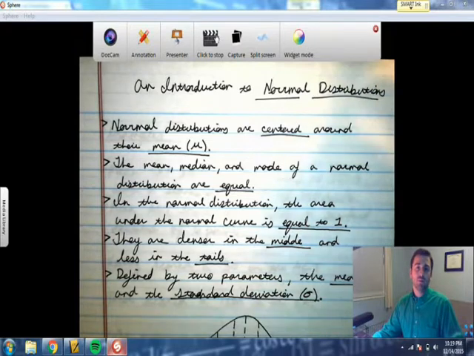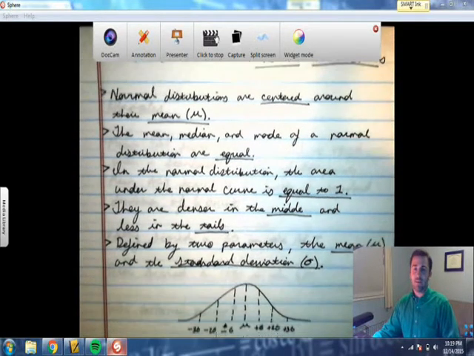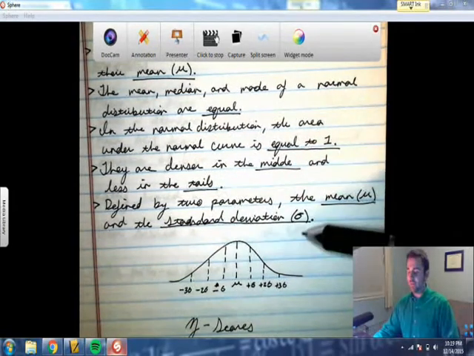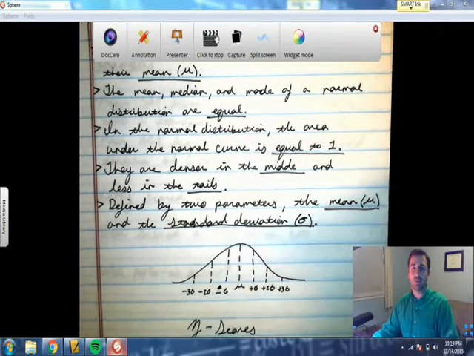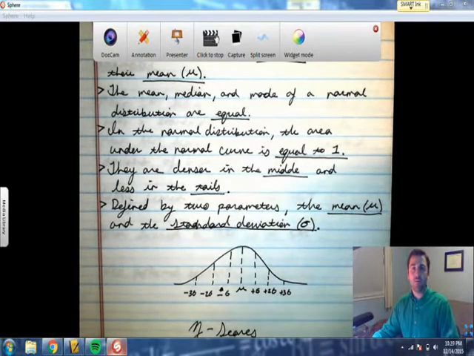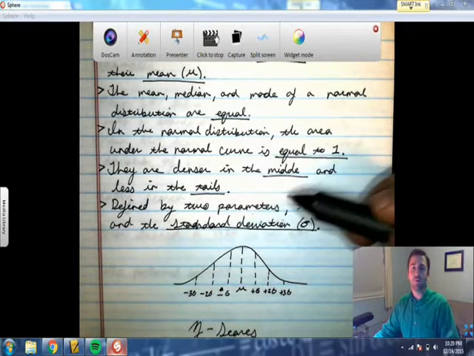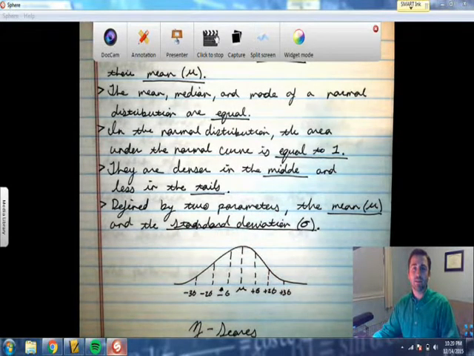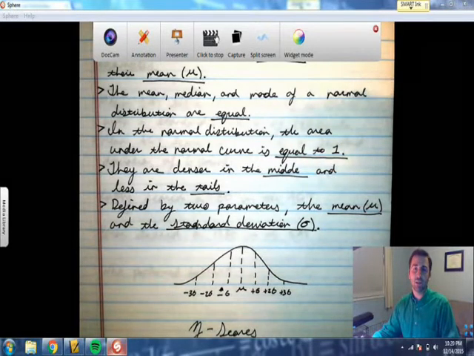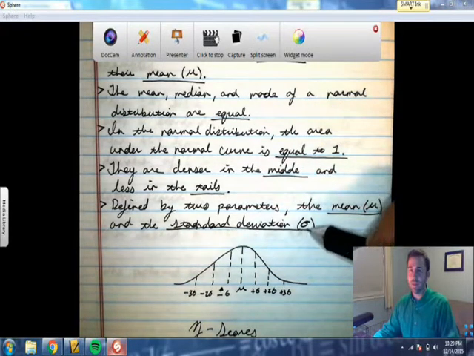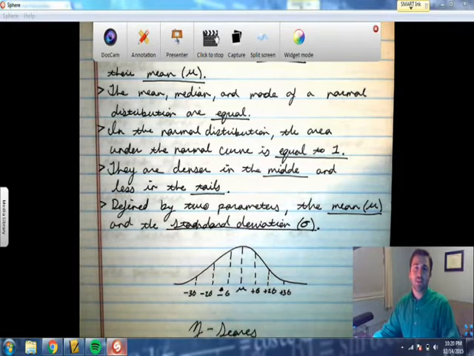Normal distributions are denser in the middle and less in the tails, and defined by two parameters, the mean and standard deviation. For standard deviation, I'm going to use the Greek symbol sigma. The reason I'm talking about parameters, and we'll talk more about that later, is a parameter deals with a population. So this mu and sigma for mean and standard deviation deal with the parameters of a data set within a given population.